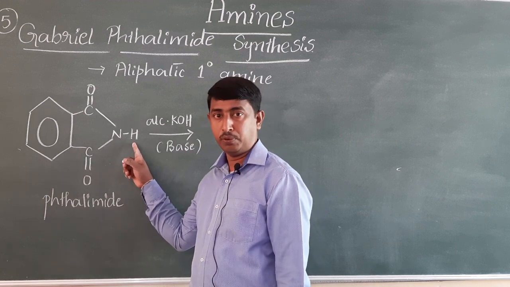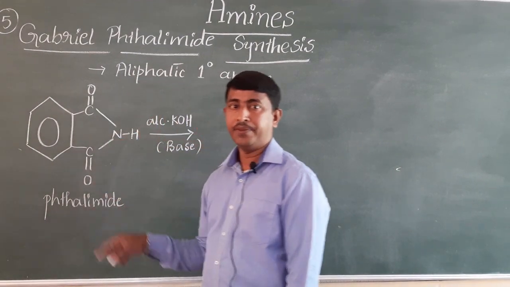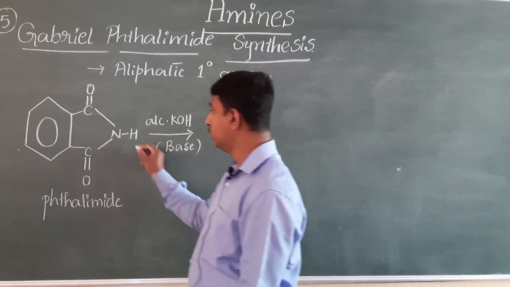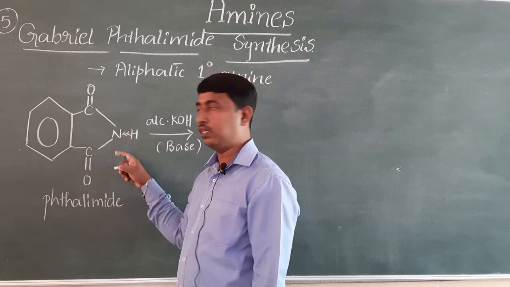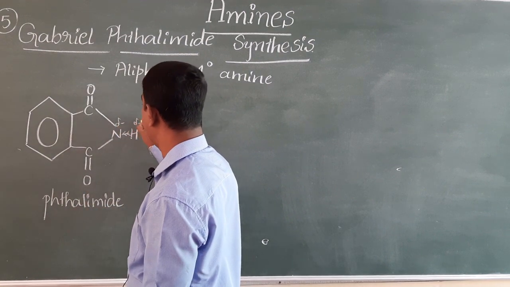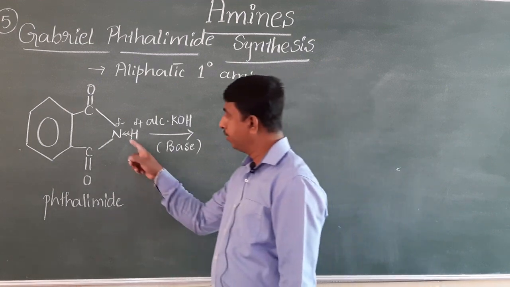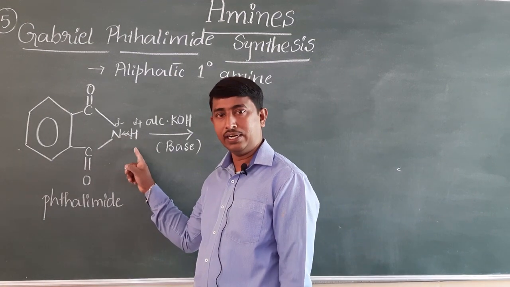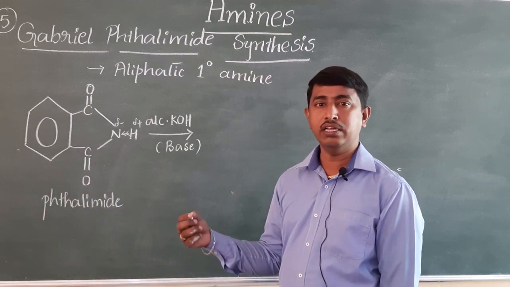Why is it positively charged? This hydrogen is bonded to nitrogen, which is more electronegative, so electrons will be displaced towards nitrogen. As a result, nitrogen carries a partial negative charge and hydrogen carries a positive charge. Because of the difference in electronegativity, this hydrogen can be easily removed in the form of H plus.